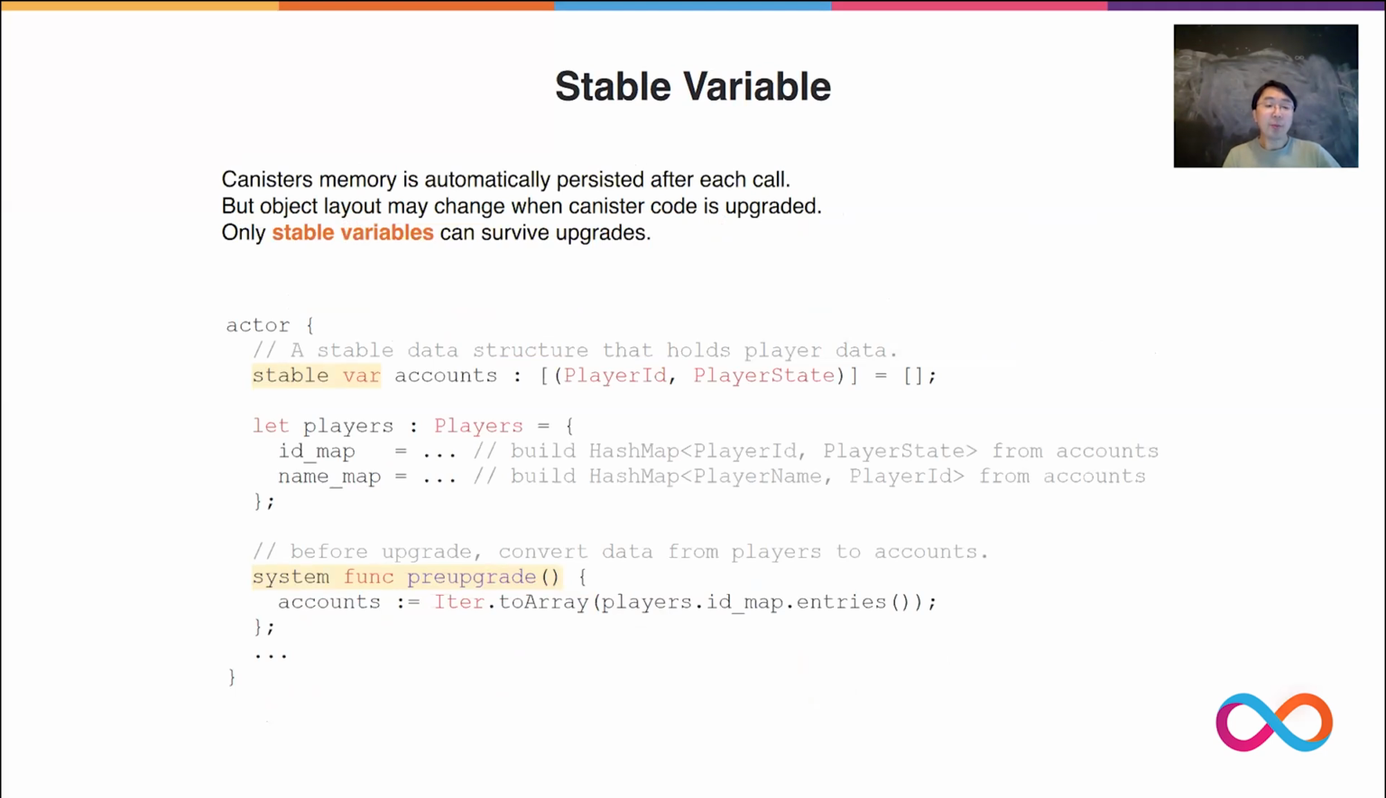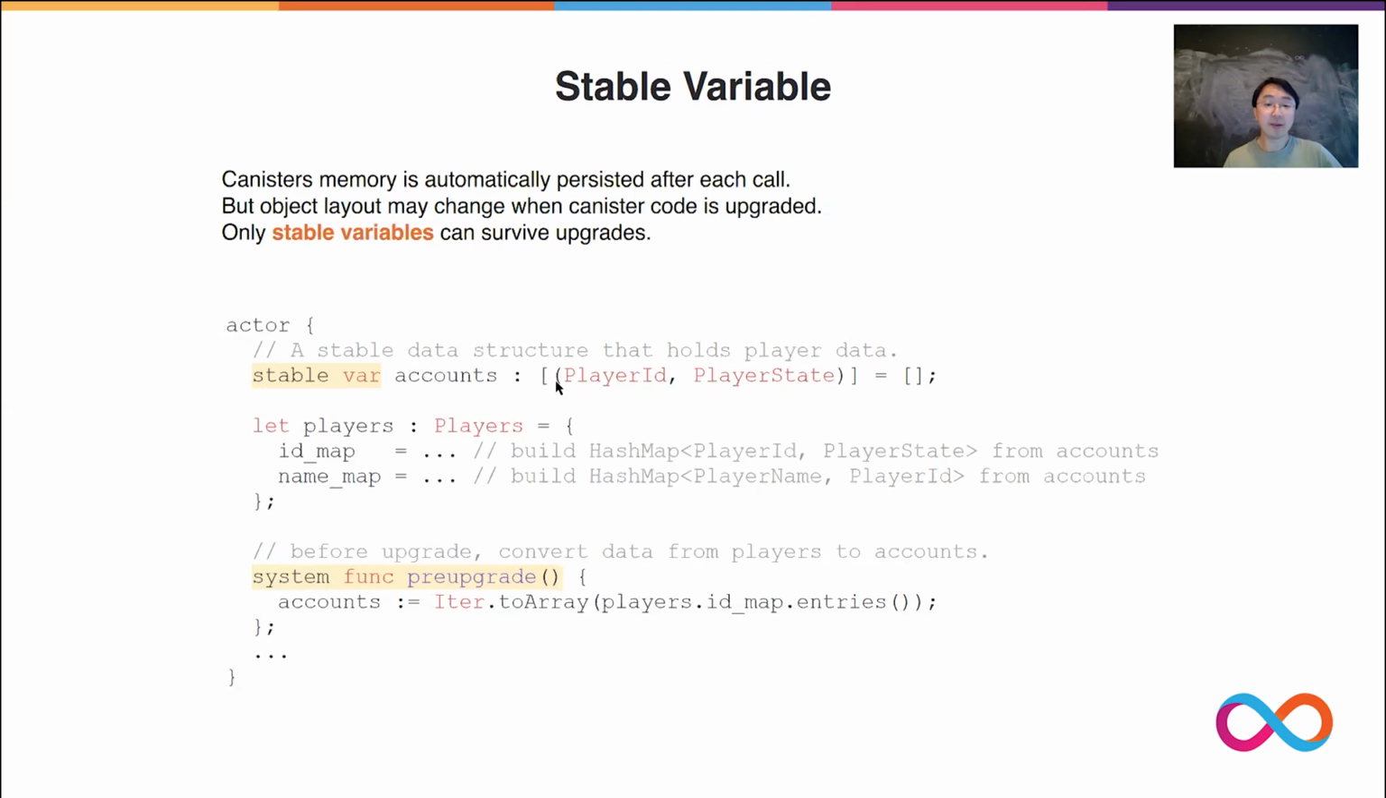Motoko has native support for stable variables, which is a facility to let you safely upgrade your canister. When you declare a stable variable, you just say stable var instead of var. You can also declare a pre-upgrade method and a post-upgrade method, which are system functions in your canister. They can help translate those stable variables.